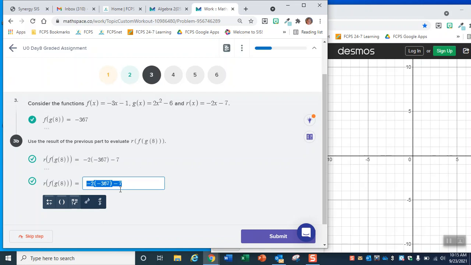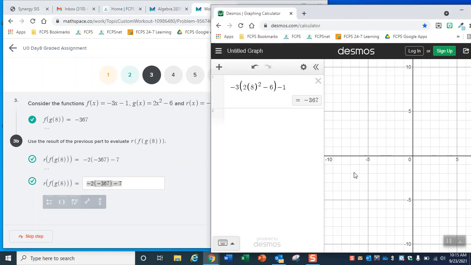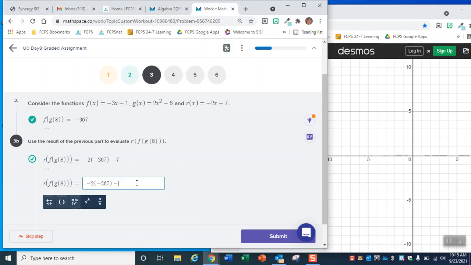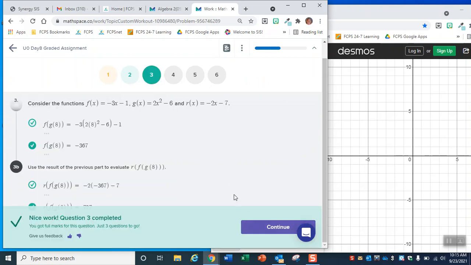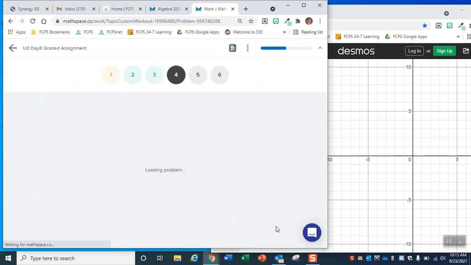And then now I'm going to do Control-C, and then I'll paste this into Desmos, and I get 727. All right, and that is it.